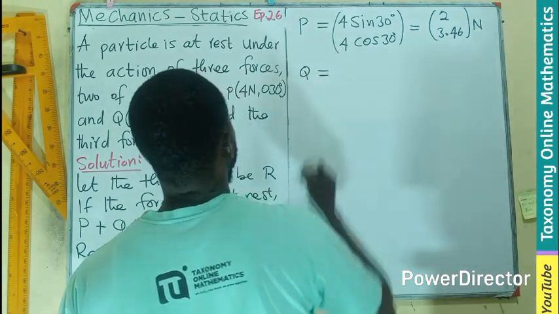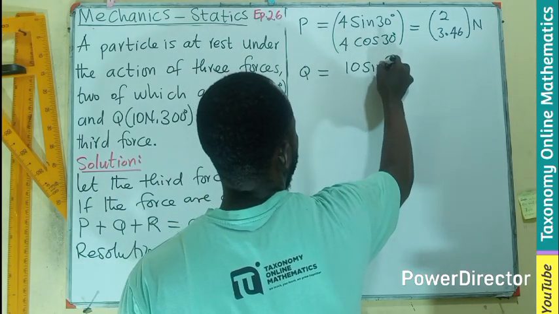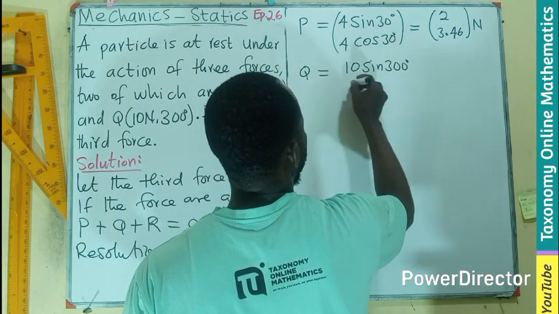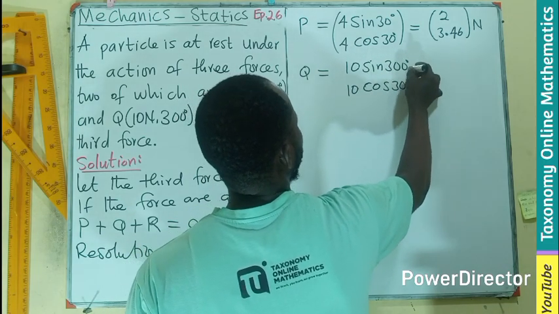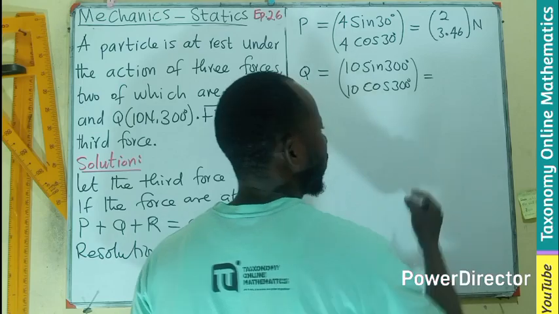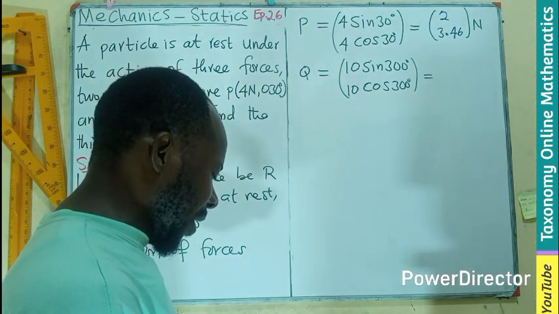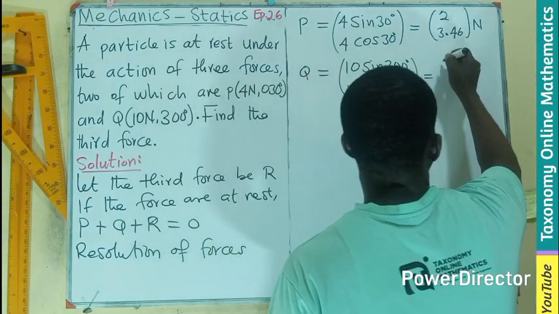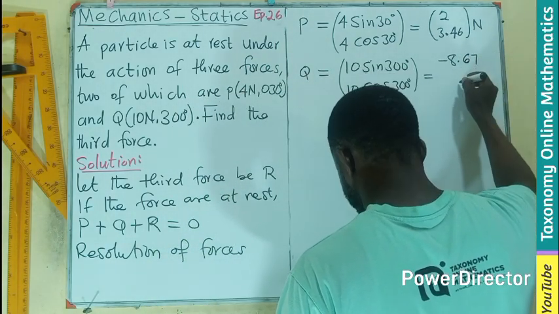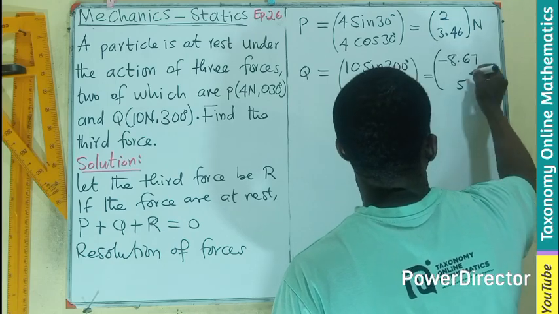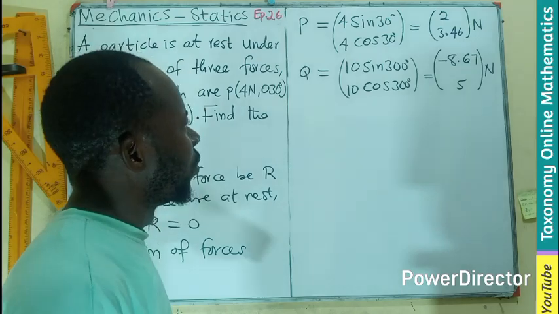Now let's get Q. The magnitude for Q is 10, so 10 times the sine of the angle 300, and 10 times the cos of the angle 300. So let's resolve that into vector component form. As you multiply that, you have negative 8.67 on the x component and 5 on the y component. So this is what the values will give you.